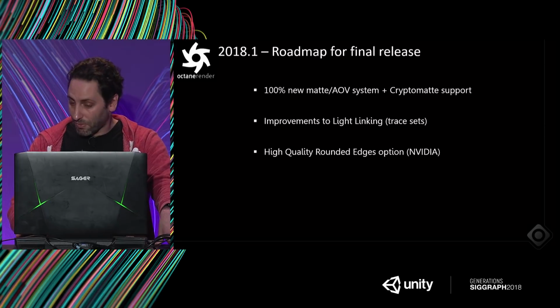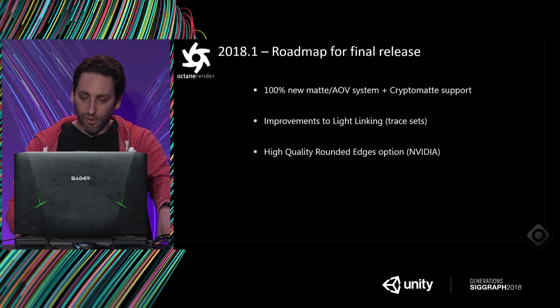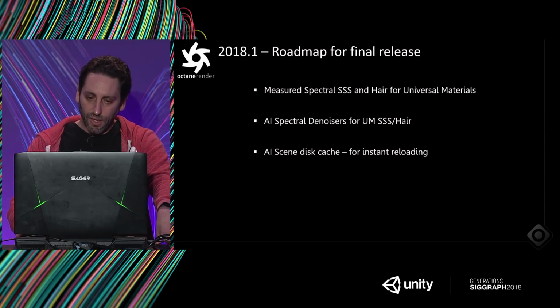We're adding support for Cryptomat, which is really cool technology that Nuke supports for compositing. And even though we do have light linking now in Octane 4, it actually shipped, we are going to add improvements to that around trace sets. And then finally, because a lot of users have asked for it, we are working with NVIDIA to license their rounded edges system, which we will enable in the next version of Octane as well.